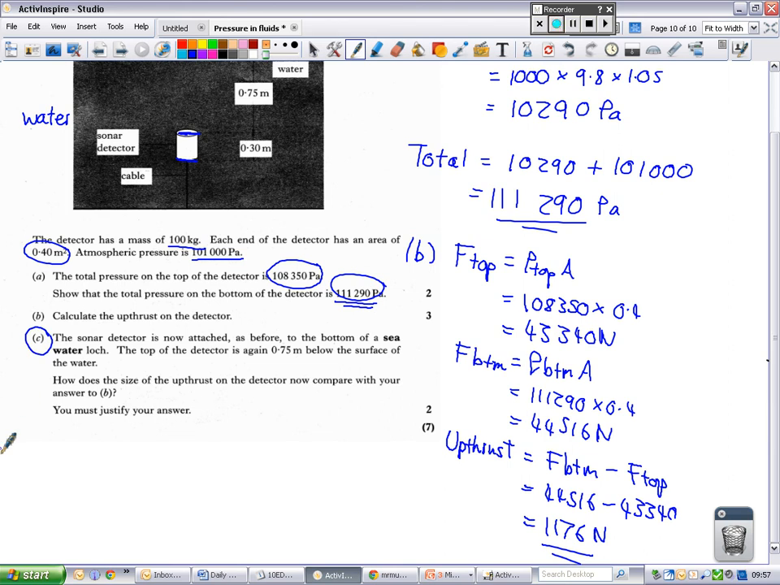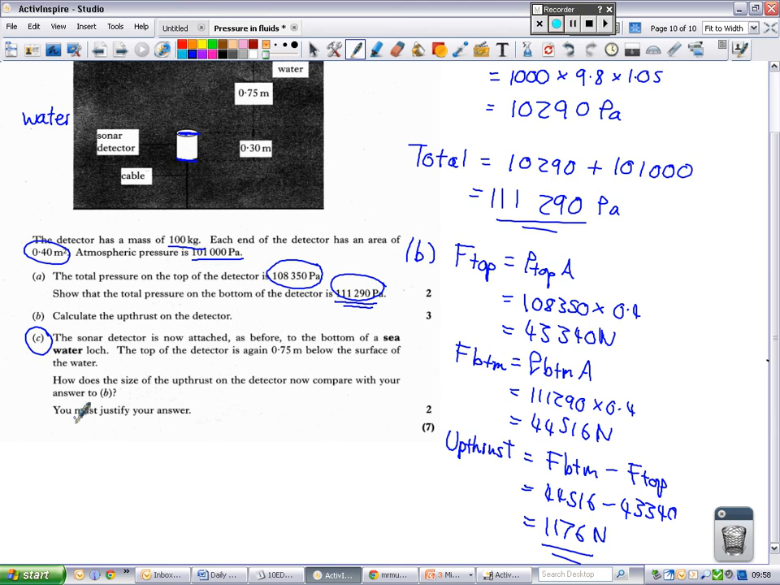The sonar detector is now attached, as before, to the bottom of a seawater lock. So that's your change. Everything else is the same. The top of the detector is again 0.75 metres below the surface of the water. The detector is also the same. There's no change here. It's that typical kind of last part of a question where one thing is changed and everything else is kept the same, and you're asked to consider how that's going to affect things.